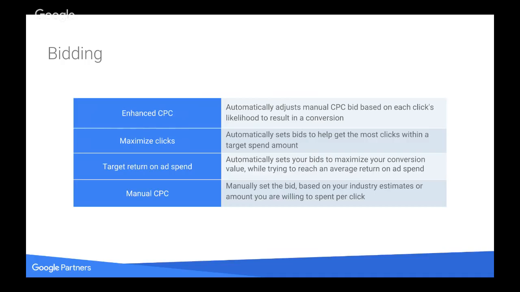Then you have target return on ad spend, which automatically sets your bids to maximize your conversion value while trying to reach an average return on ad spend. I would suggest that this is for slightly more mature advertisers who've used shopping for a while and have a lot of conversion data in the account, as the more conversion data you have, the likelier target ROAS is going to do better for you.